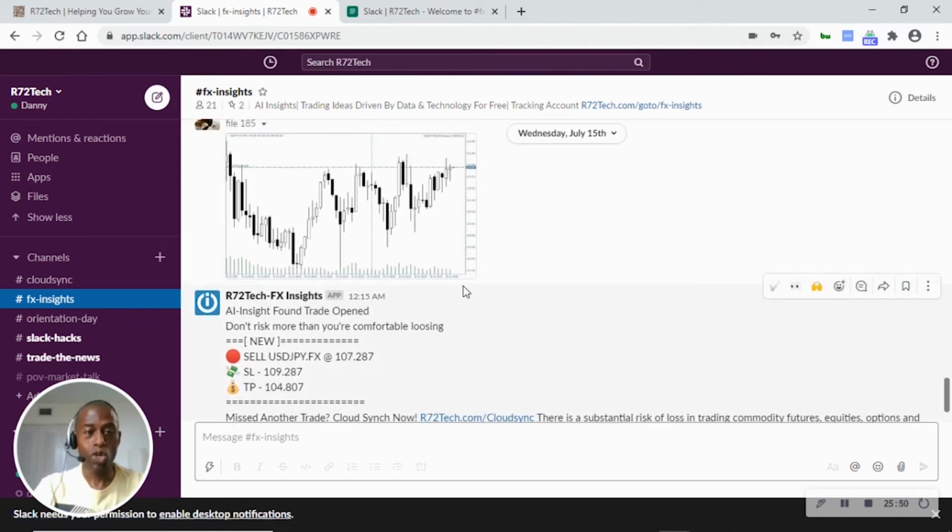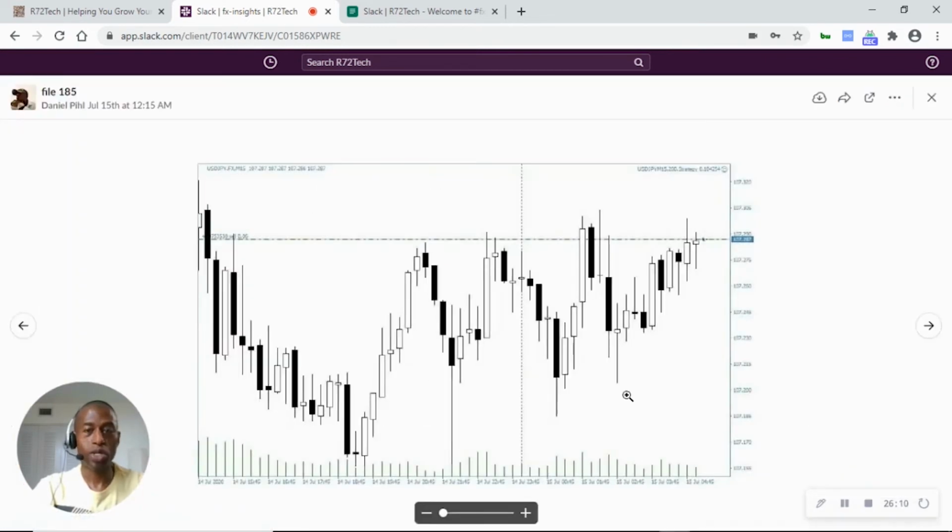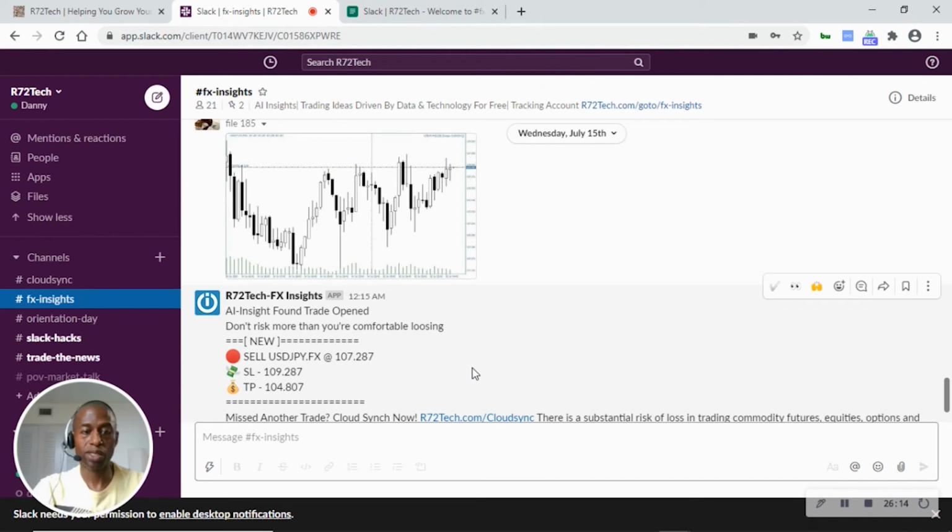All right, we have a new trade, new chart, different color. All of a sudden it says AI Insight found trade open. It says new. You're looking, you're like, what new currency pair? It's the dollar yen. You see your price, you see your stop loss, you see your take profit. You have a new chart now. Now we have a new currency pair in the mix.